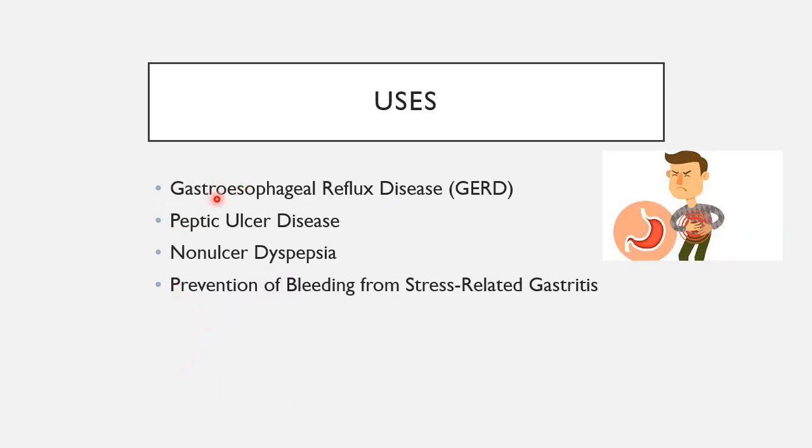They are used in the treatment of gastroesophageal reflux disease, peptic ulcer disease, in dyspepsia, which is the heartburn and indigestion, and for prevention of bleeding from stress related gastritis. Almost all these drugs have similar uses, so you don't have to memorize them. You should just know that they are used in treatment of GERD, in treatment of peptic ulcer, etc.